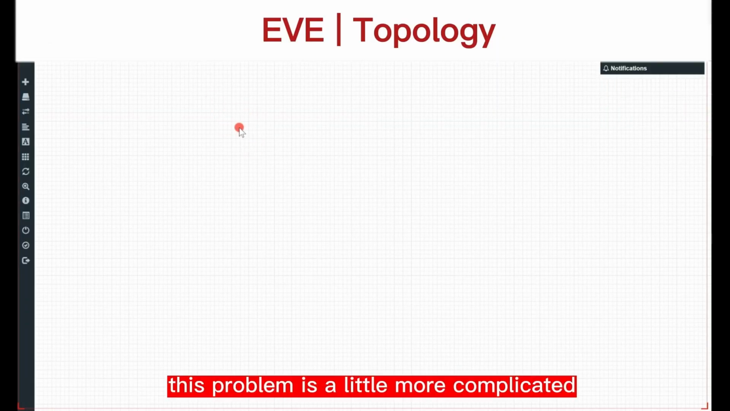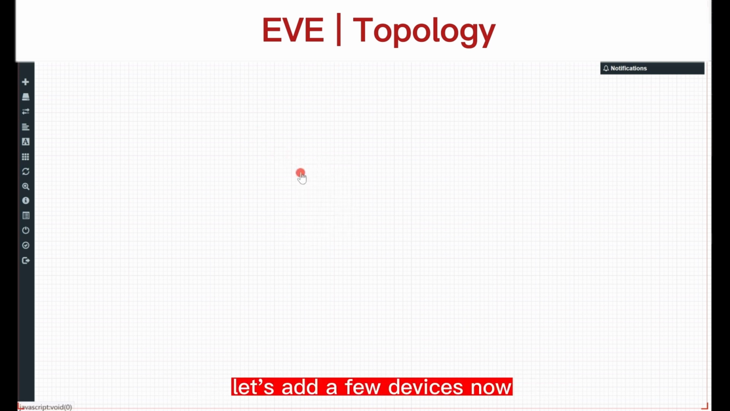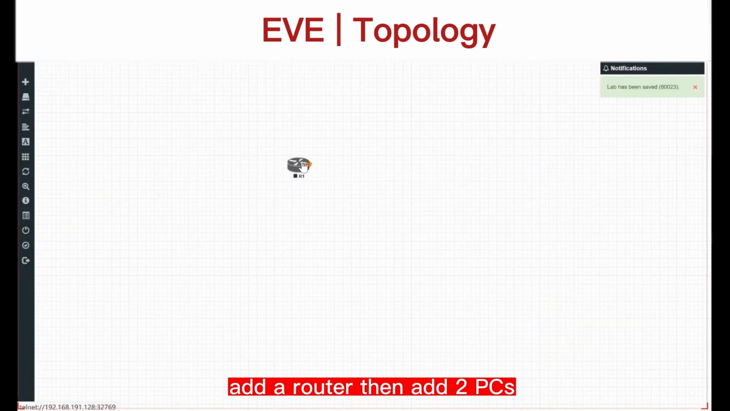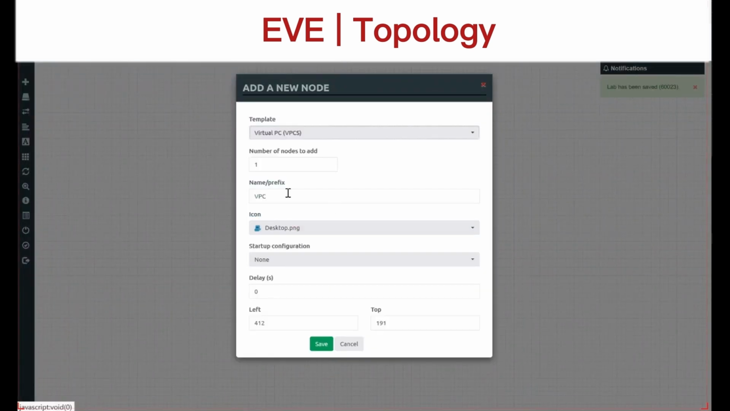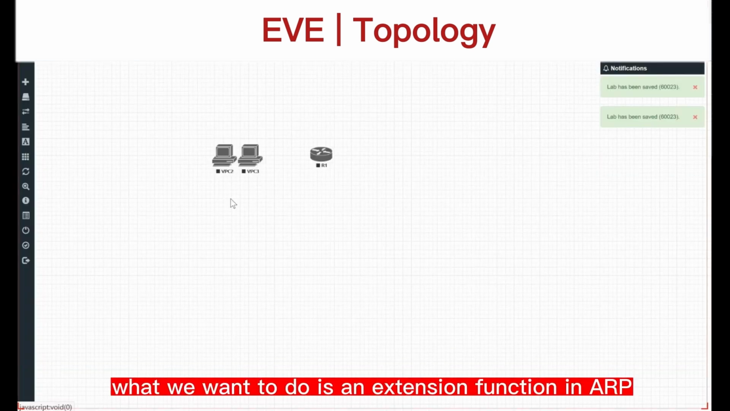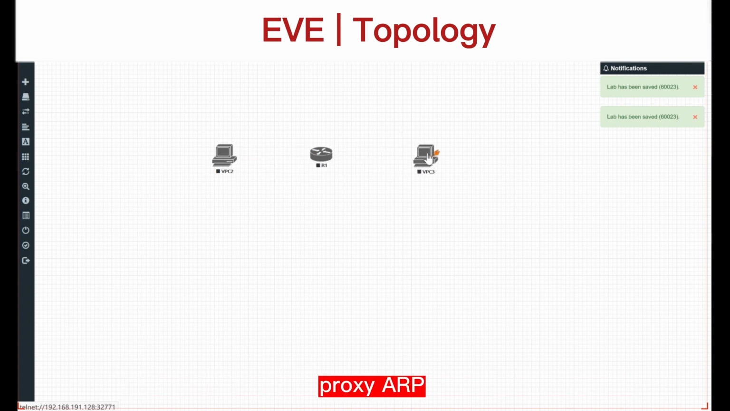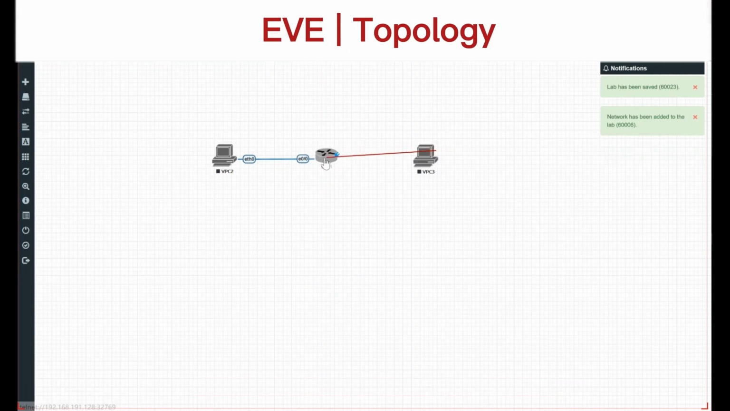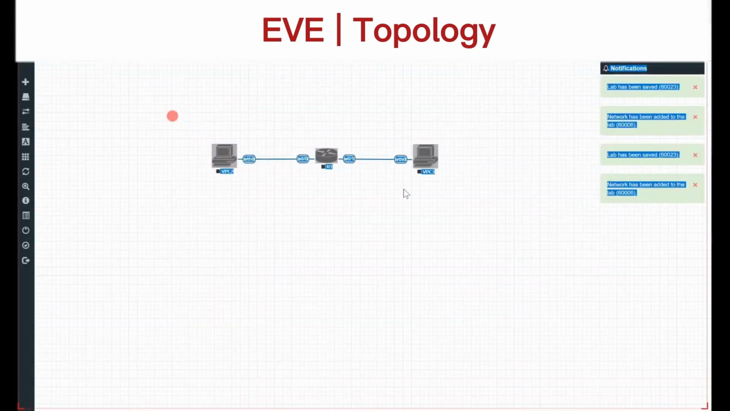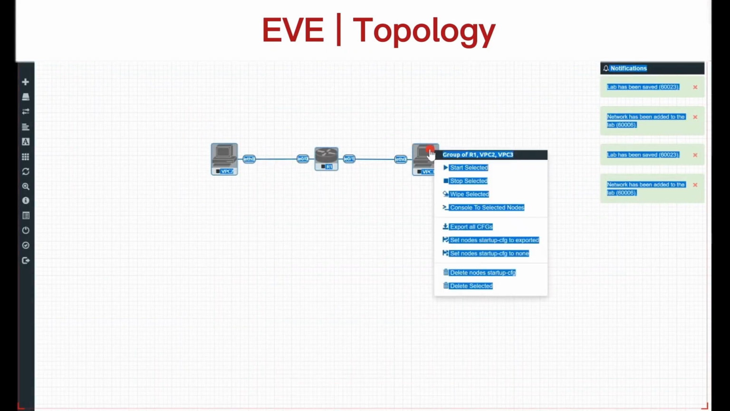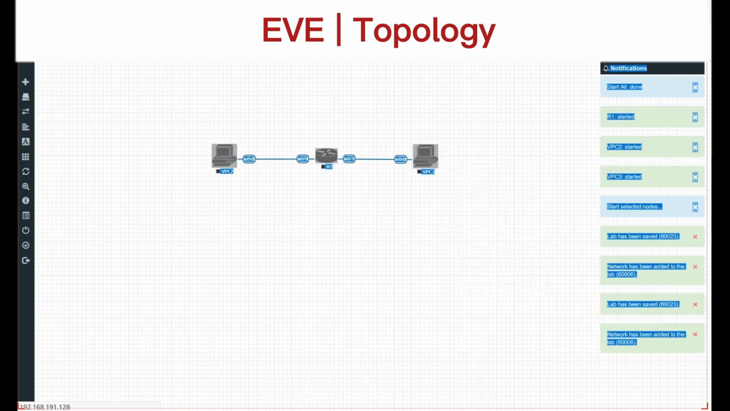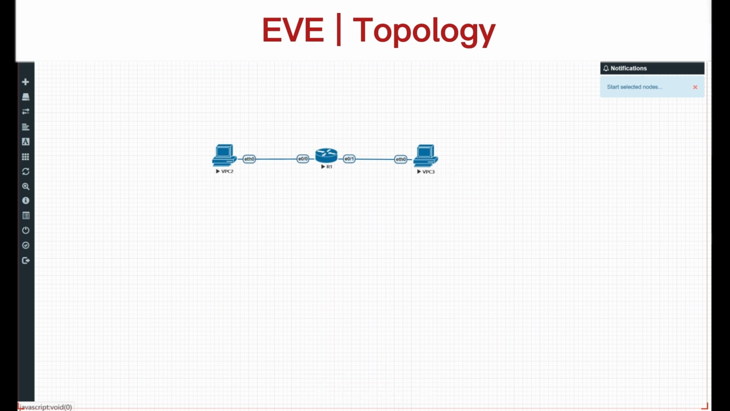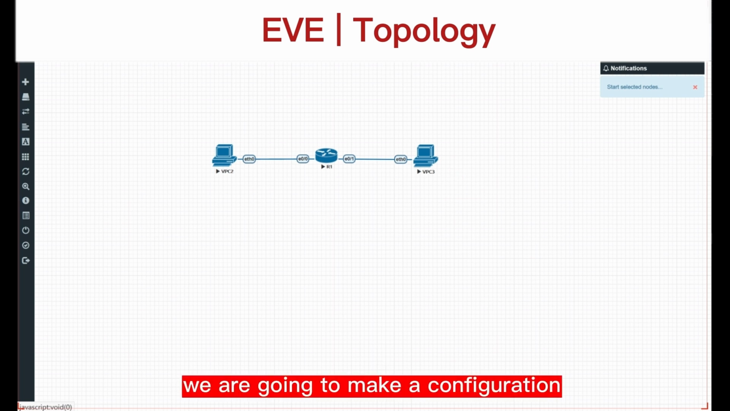This problem is a little more complicated. Let's add a few devices now. Add a router, then add two PCs. What we want to do is an extension function in ARP, Proxy ARP. We first make a connection to them. Relatively speaking, it starts up pretty fast. Let's refresh it to open it. We also turn on the device.